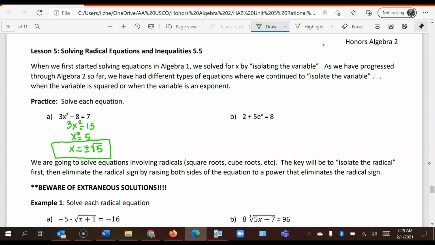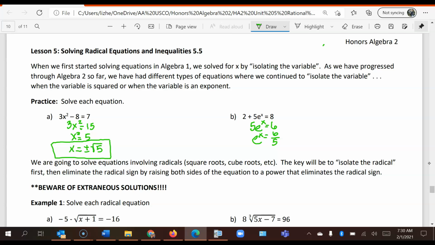Over in B, we want to isolate our x again. This one might be more challenging to you. It's a better review problem. We're going to subtract 2, so we get 5e to the x equals 6. Then we are going to divide by 5, so e to the x equals 6 divided by 5.